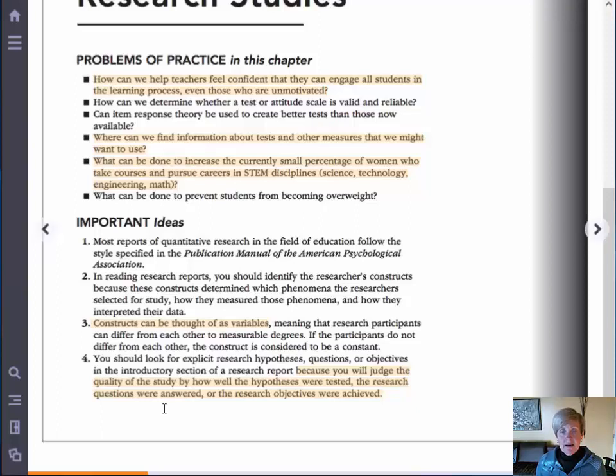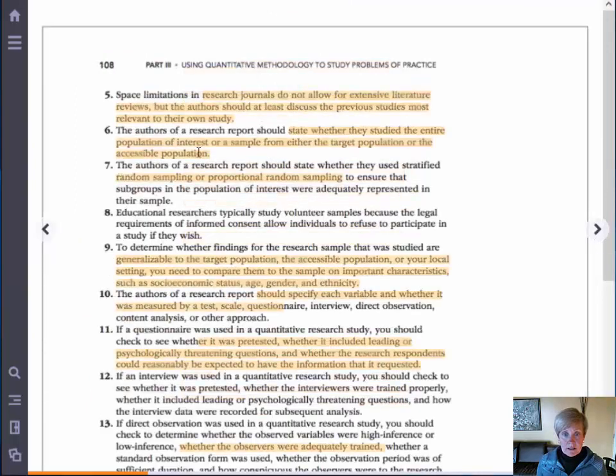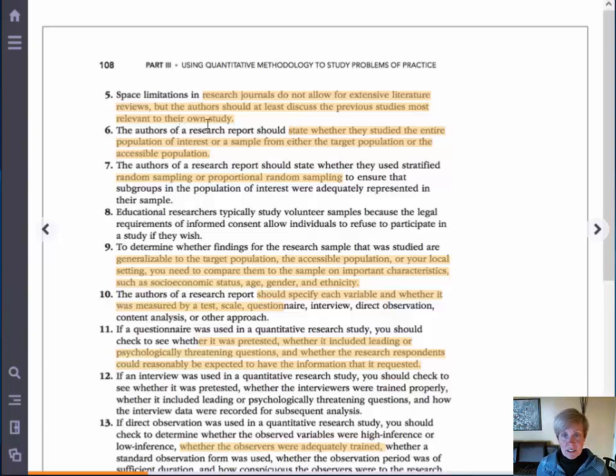Did they do it correctly? Did they have the right population? And so on and so forth. So that's another one of those important ideas. They also note that space limitations in journals sometimes don't allow you to have all the relevant studies in there, but certainly the most relevant ones should be in there, and the ones that are probably the most recent or the pivotal kinds of research. And so that's one thing they talk about when you're looking at the reference section of a study.